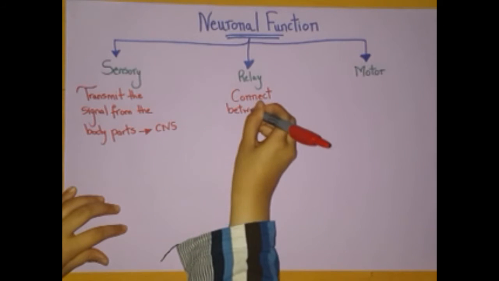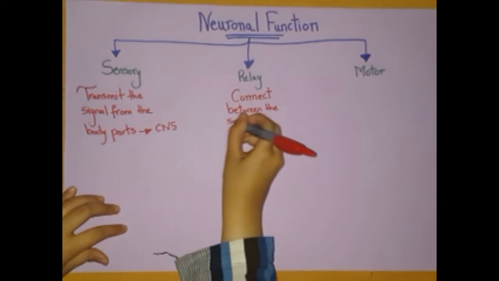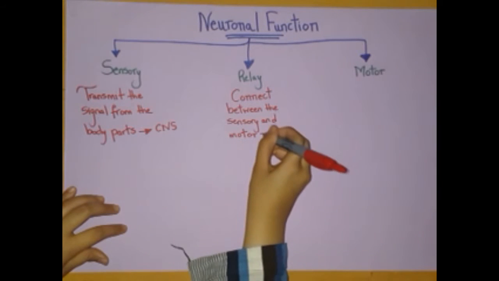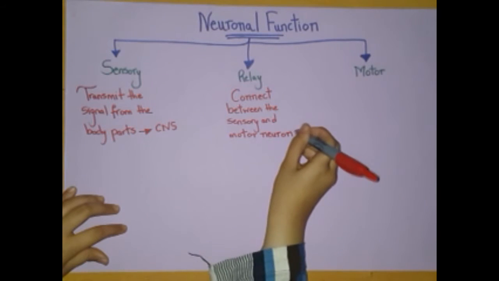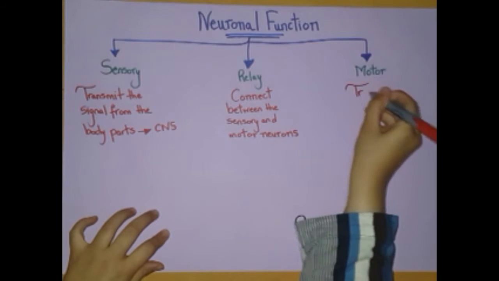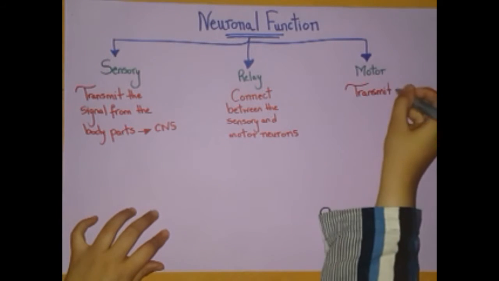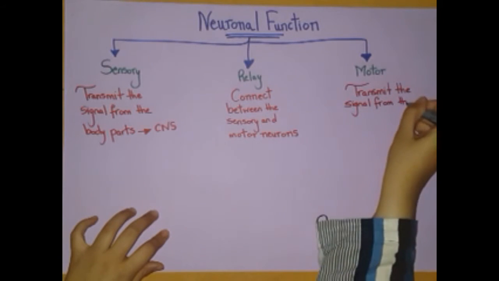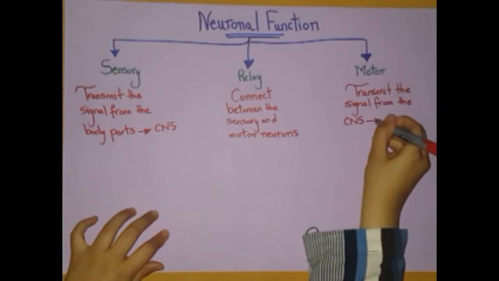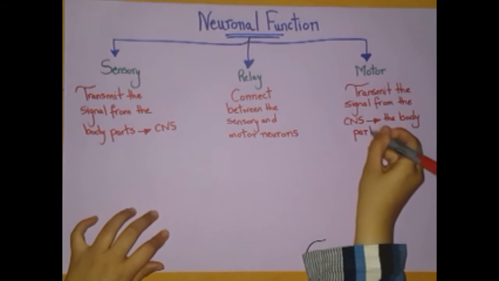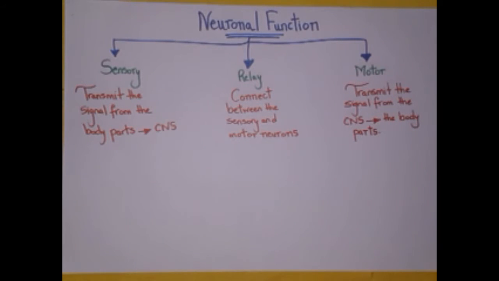The relay neurons are mainly involved in connecting the sensory and the motor neurons in the central nervous system. So it's acting like a bridge between these signals. While the motor neuron, which is one of the most important neurons, transmits the signal from the central nervous system back to the organs. So it's like sending an email and getting a reply. The reply is the signal that is transmitted from the central nervous system telling the organ what to do, in order to contract or secrete something like a hormone.